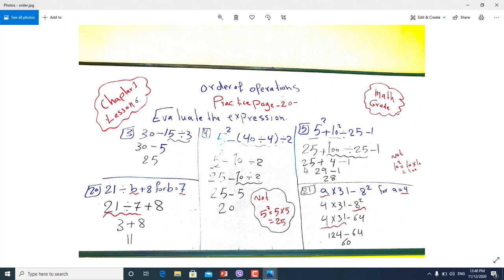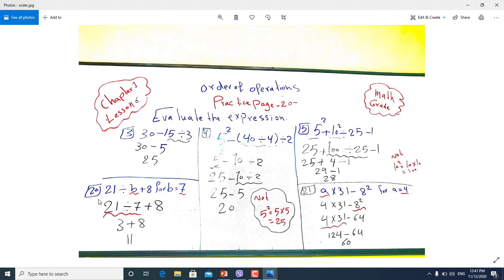After that, also I will start from left to right. If you have any plus or minus, we'll solve. So 25 plus 4, it's 29, and this minus 1 will bring down. After that, from the last step, I will say 29 minus 1, it's 28.